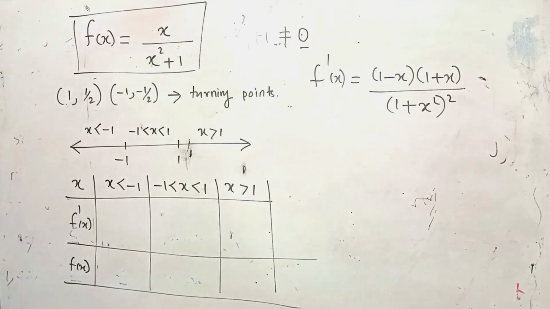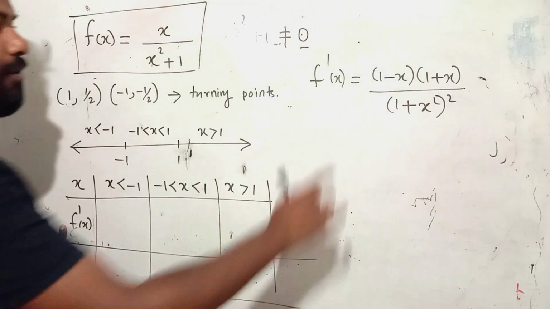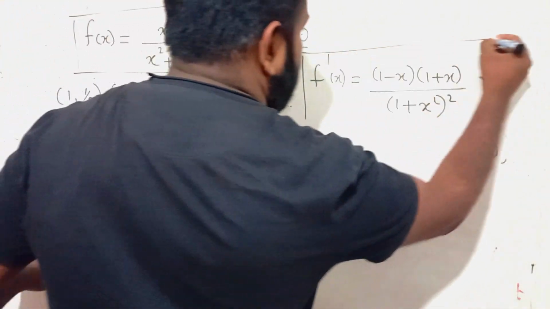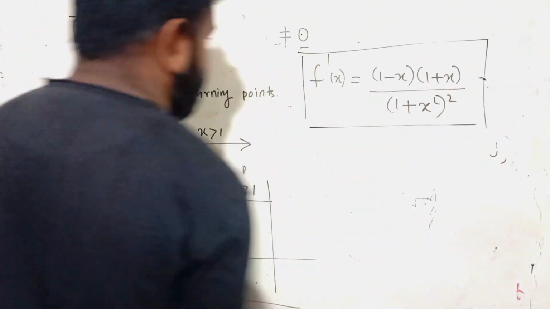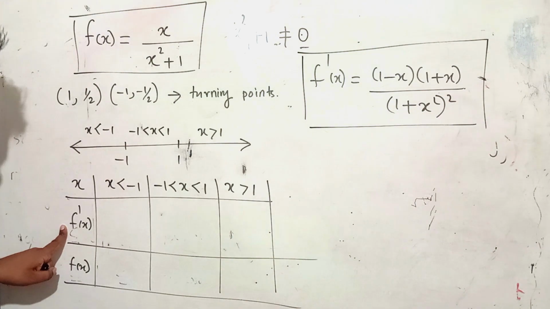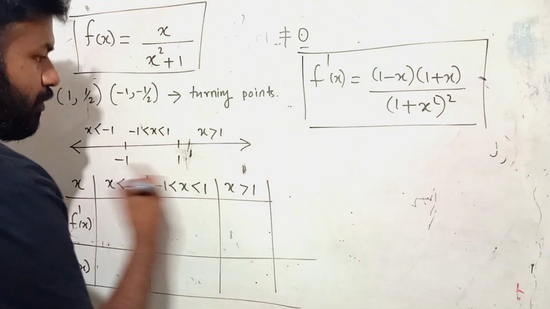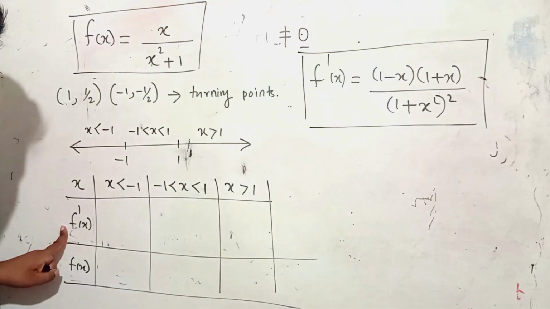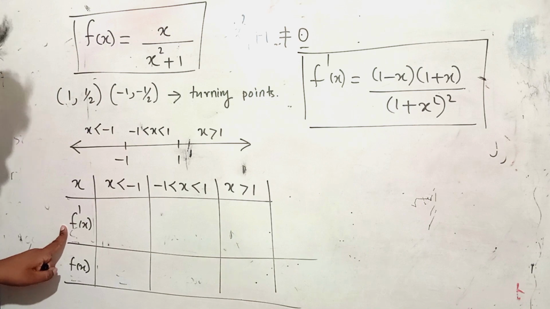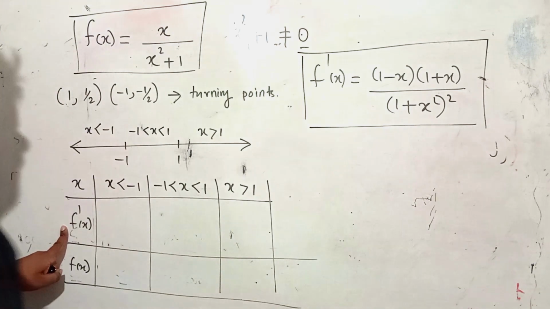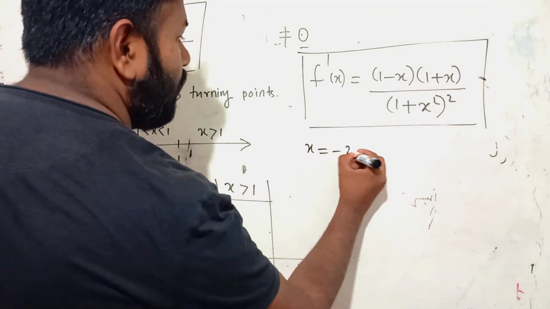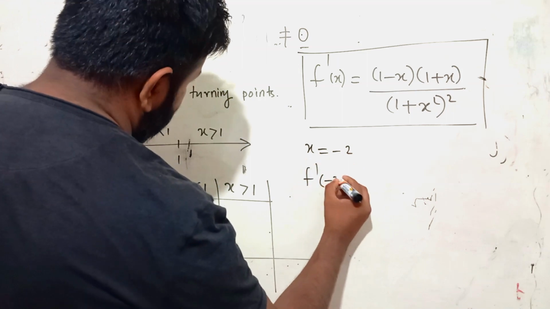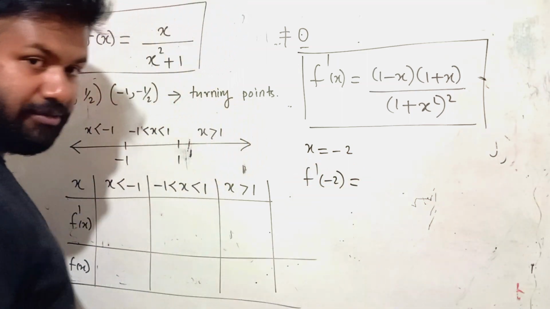Alright? Okay. So when x is smaller than minus 1, what happens to f dash x? In other words, the rate of change of f x. So you have to use the equation that you got, the first derivative of f x. When x is smaller than minus 1, imagine a number which is smaller than minus 1. Let's say minus 2. When x is equal to minus 2, what happens to f dash of minus 2? Is it positive or negative? That's what you have to find.